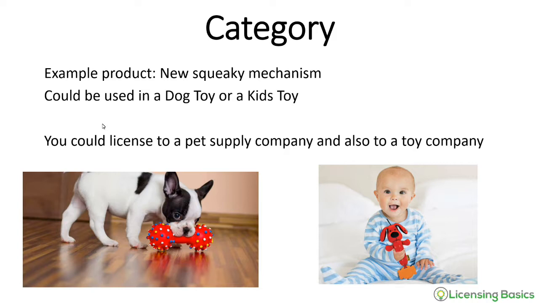Category. This is another way to cut out a piece of the pie for a company. For example, let's say you come up with a new squeaky device mechanism that makes a squeaky sound. This could be used in a dog toy or maybe a kid's toy. So you could license it to a pet supply company and also to a toy company. Assuming that the pet supply company doesn't want to sell toy products for kids, this would be a perfect scenario.